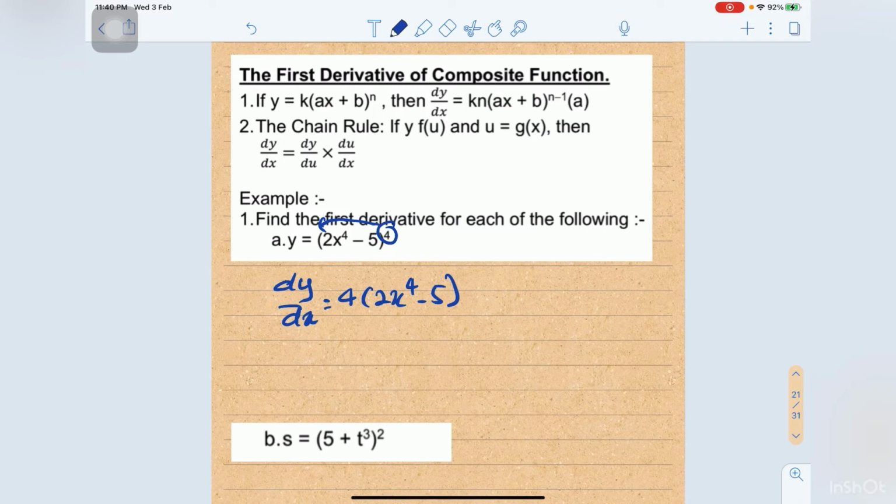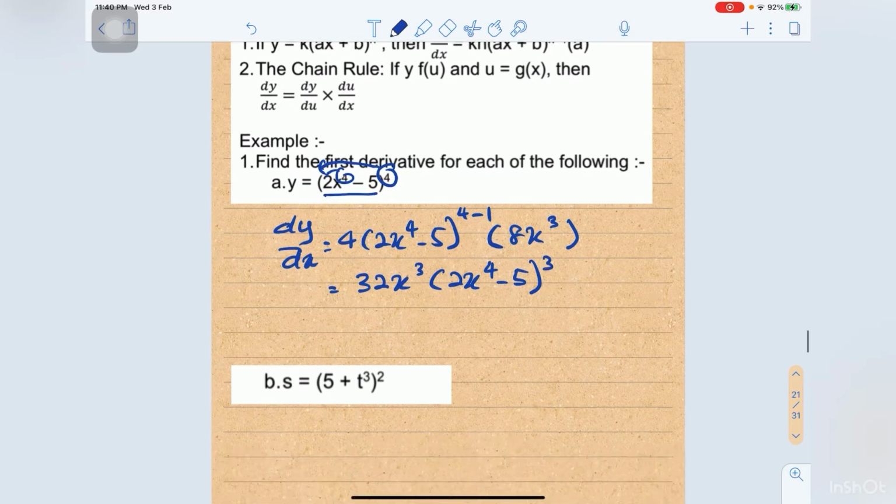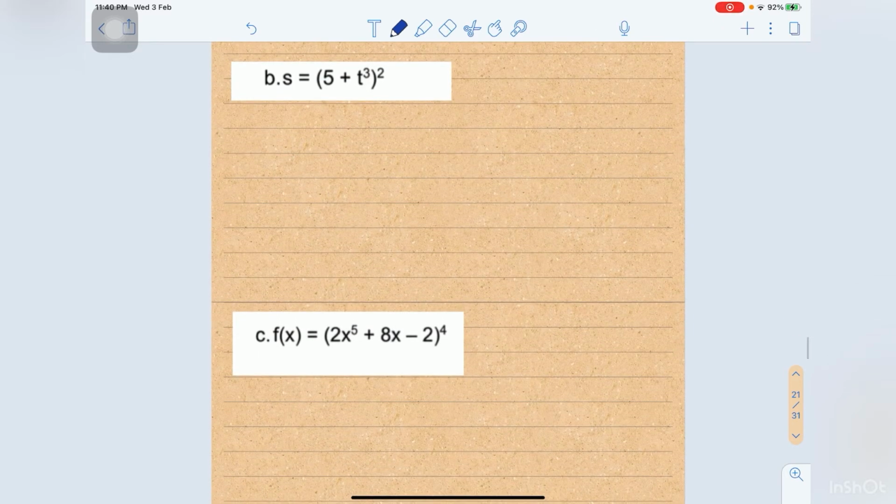The power will reduce by 1, so 4 minus 1. Then we have to differentiate another time the function in the bracket. So here we have 8x power of 3. Differentiate negative 5 is 0. Then we can simplify. We get 32x cubed times (2x power of 4 minus 5) power of 3. Okay, next question B. s in terms of t, we get ds/dt.